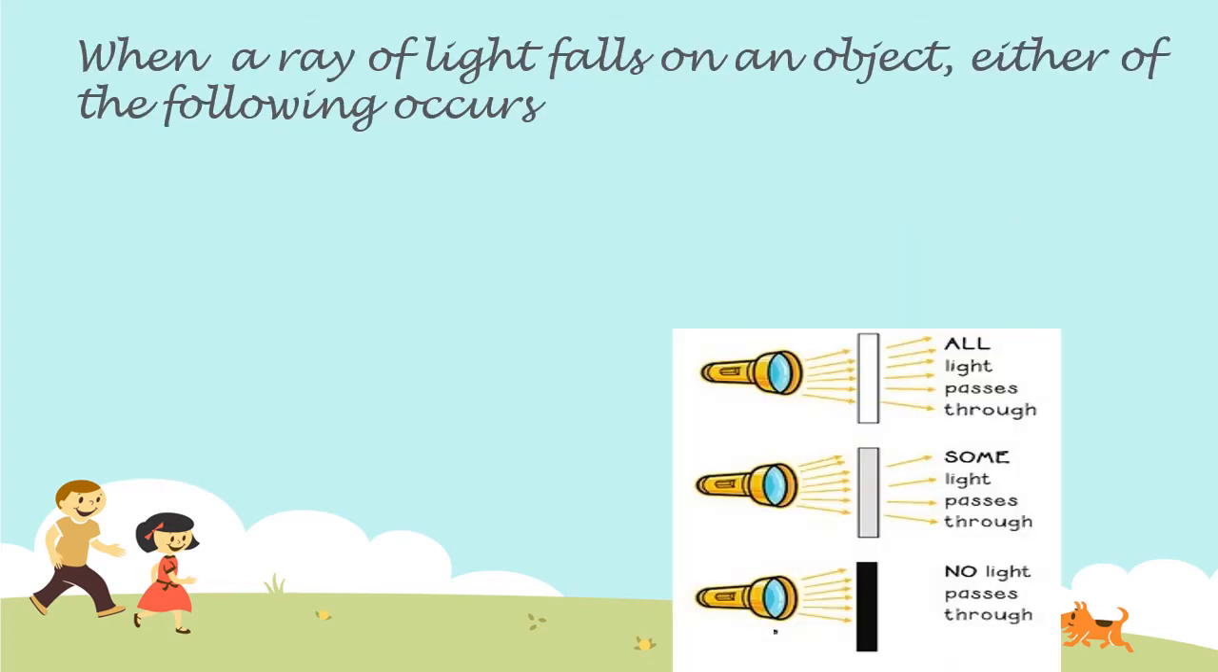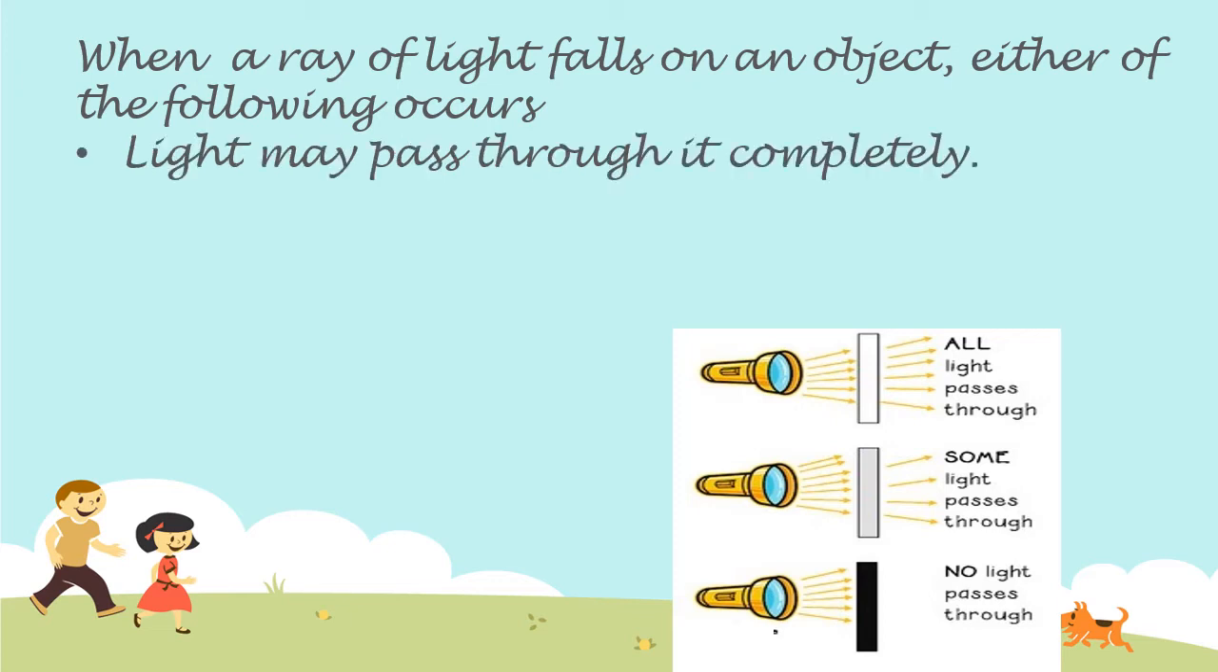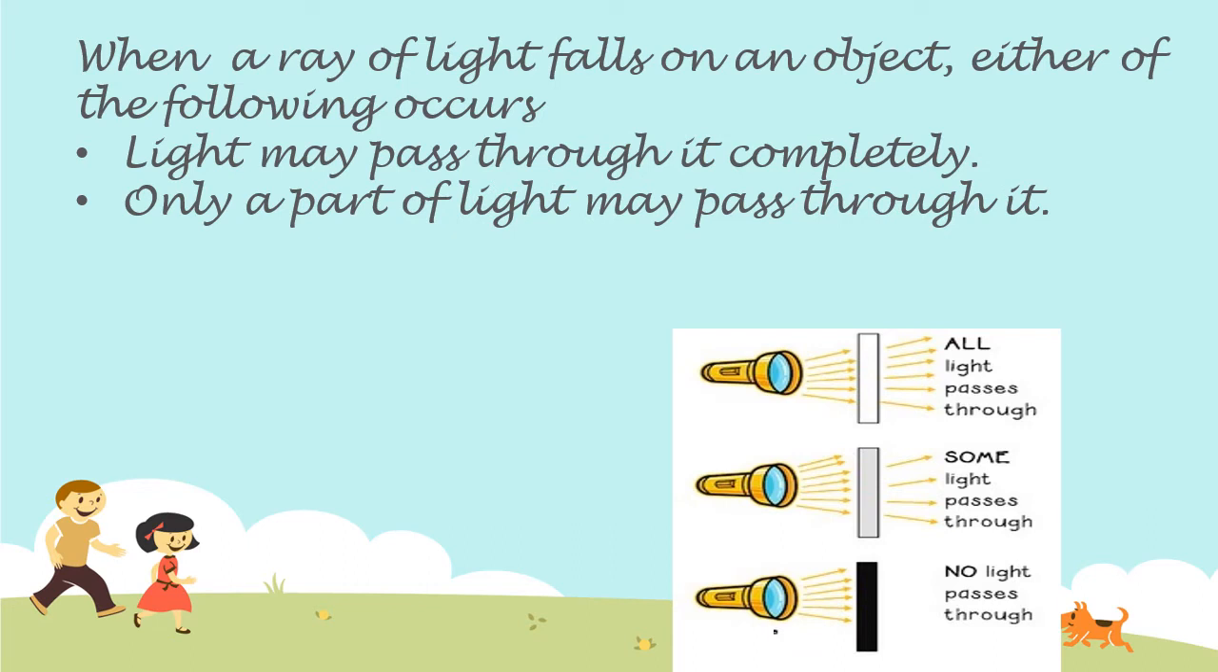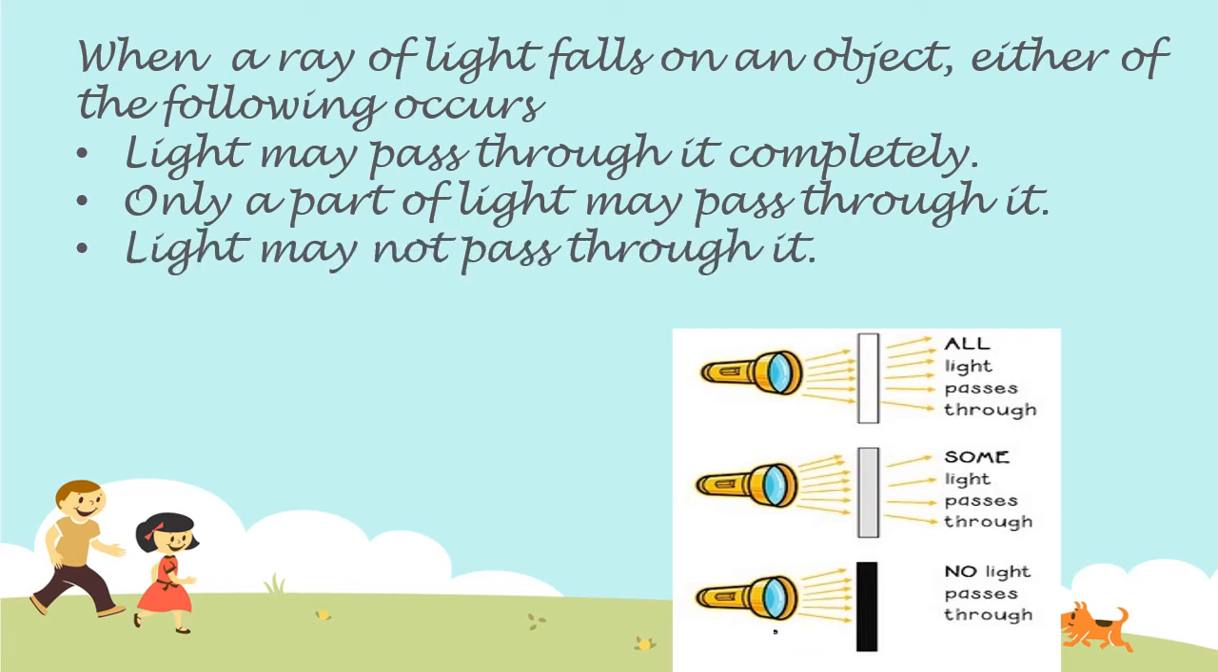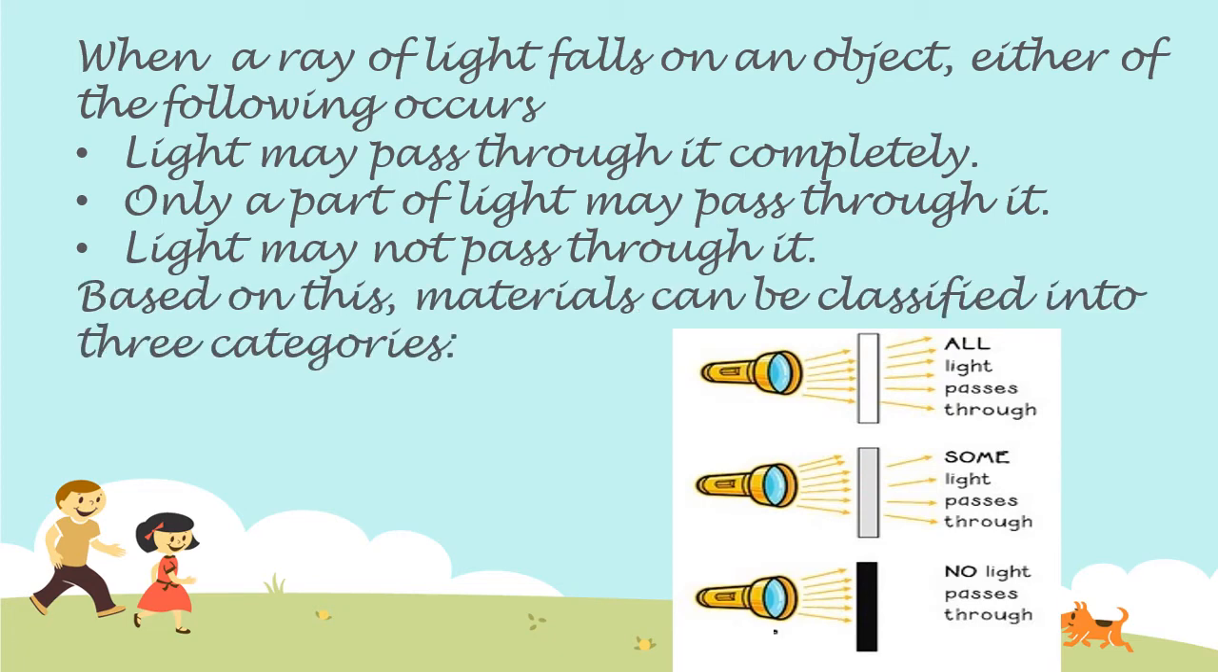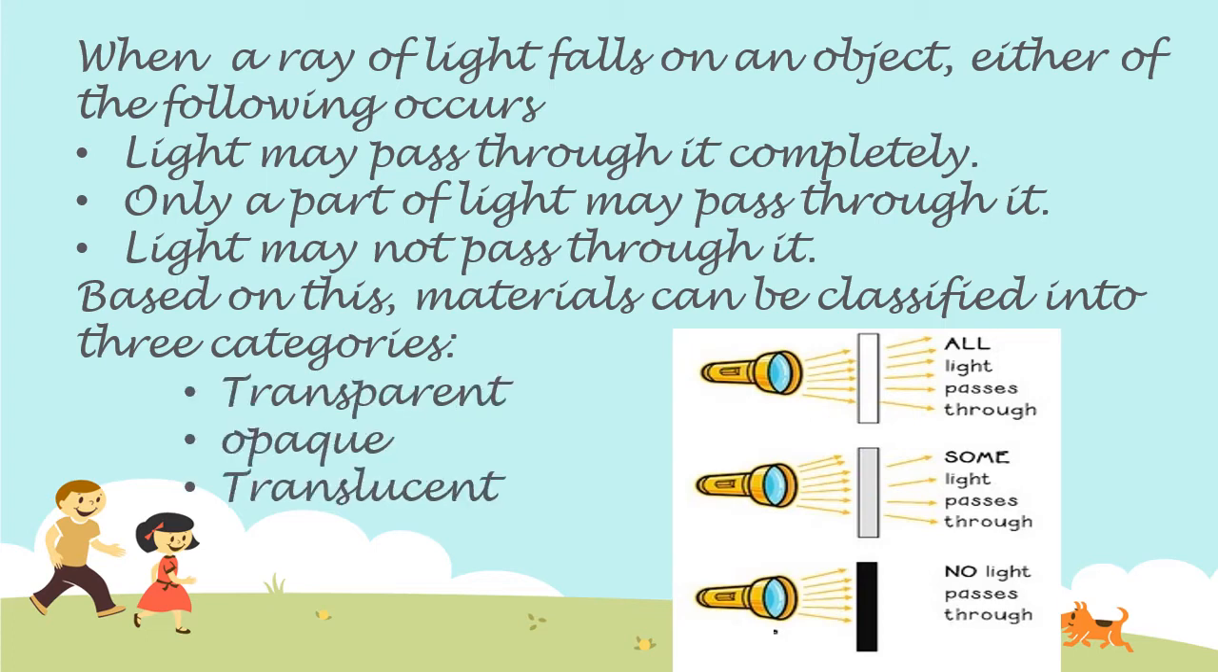Whenever light falls on any object, it may allow light to pass through it completely or partially, or it may not allow light to pass through it at all. Based on this, we can classify all the materials into three categories: transparent, opaque, and translucent.